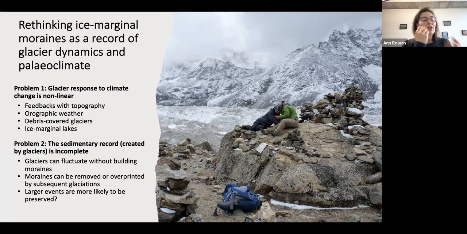And the second problem is that the sedimentary record created by glaciers is not always complete, as is the case with most geological records. So glaciers can fluctuate without building moraines, but they can also remove or overprint moraines formed by previous glaciation. As a result, it's possible that larger events are more likely to be preserved than smaller events. And this could give us a misleading interpretation of how climate has changed if it just looks like there's been a small number of large glaciations rather than those having been interspersed with more smaller changes in glacier mass, or indeed more changes of the same magnitude that have been overprinted by subsequent events.